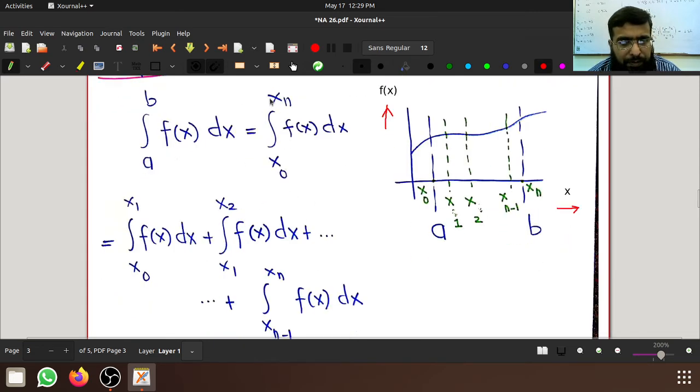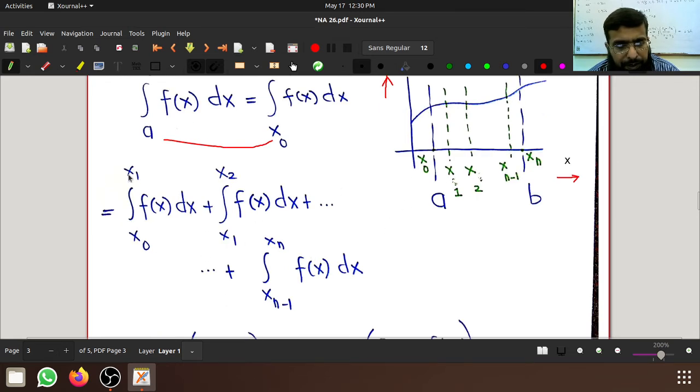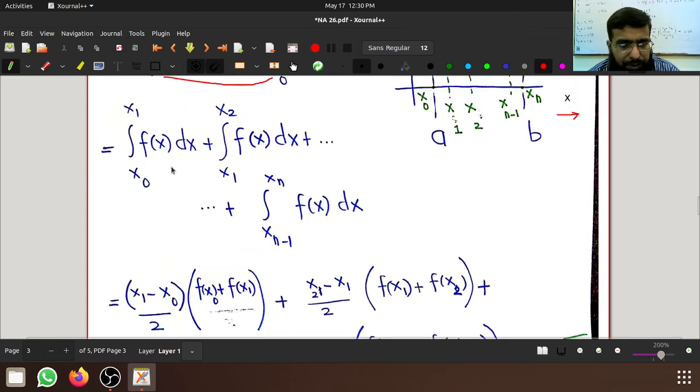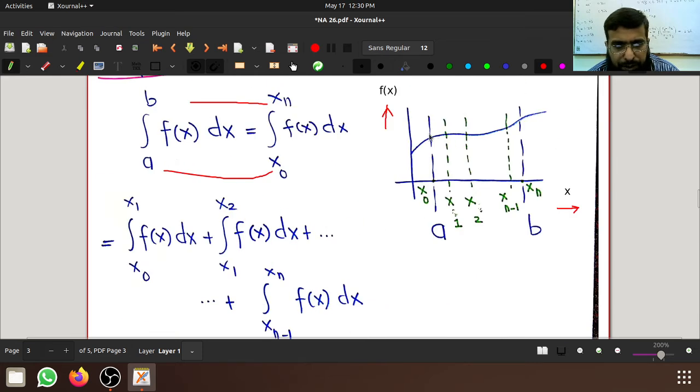So we can divide this integral as this integral in this region, plus integral in this region, plus integral in this region, plus this final integral. So this whole integral from a to b, which can also be written as from x0 to xn, because we have replaced a with x0 and b with xn, we can divide into certain parts. So we can have this integral, the first one with limits x0 to x1, the second with limits from x1 to x2, and the final with limits xn minus 1 to xn. And we'll assume the function to be linear in every region.